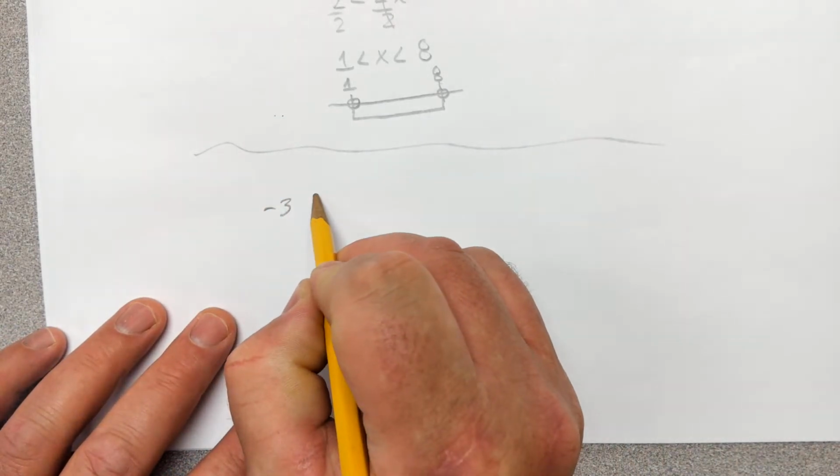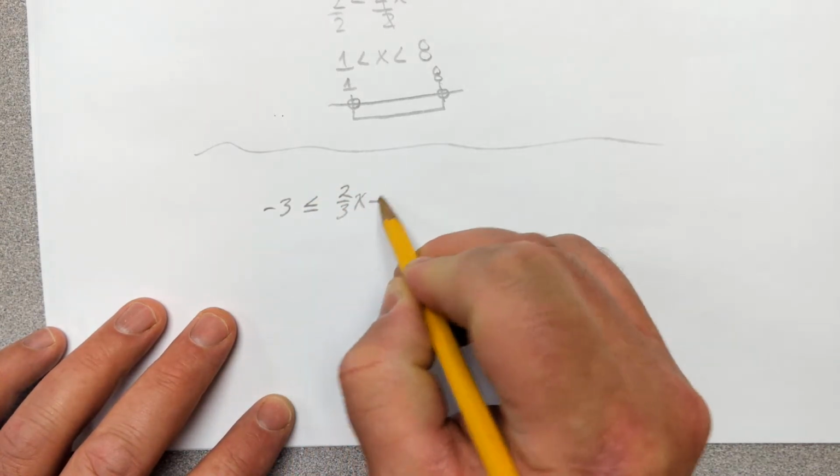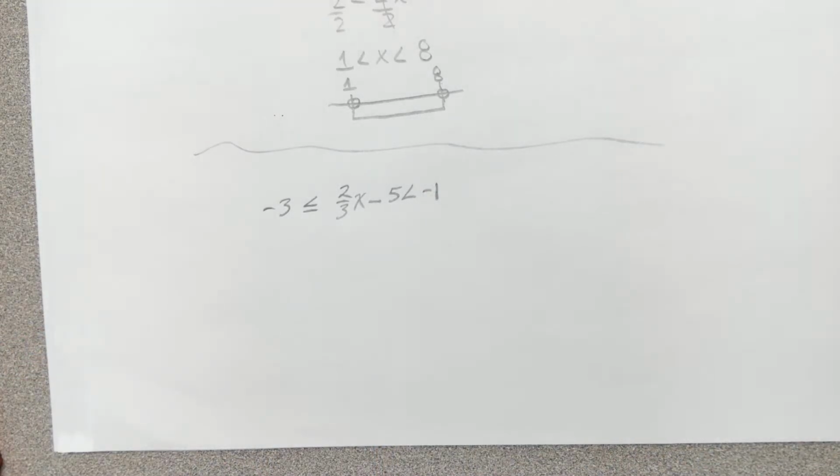-3 less than or equal to 2/3 x minus 5 is less than -1. There's fractions, there's negatives, all kind of stuff. I think we can handle this, Jackie. This would be a really good quiz question, to see if we learned it or not. Well, yeah, I mean, it's tricky, but we tried it in class, so.